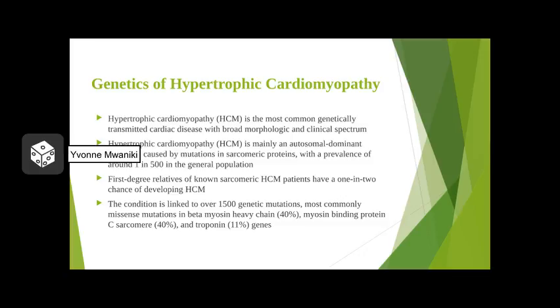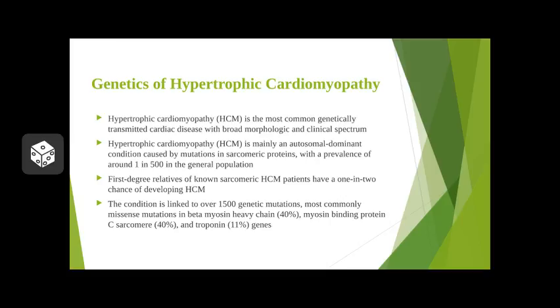Here is a breakdown of the genetics of hypertrophic cardiomyopathy. Hypertrophic cardiomyopathy is the most common genetically transmitted cardiac disease with a broad morphologic and clinical spectrum. It is mainly an autosomal dominant condition caused by mutations in sarcomeric proteins with a prevalence of around 1 in 500 in the general population.